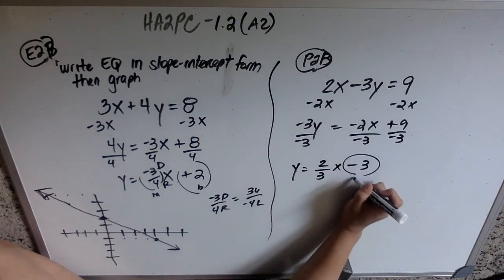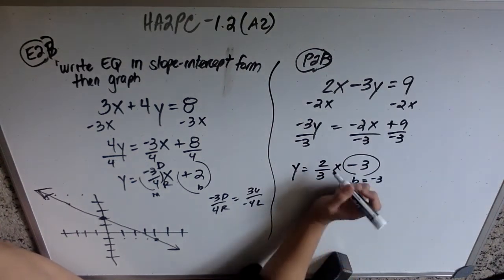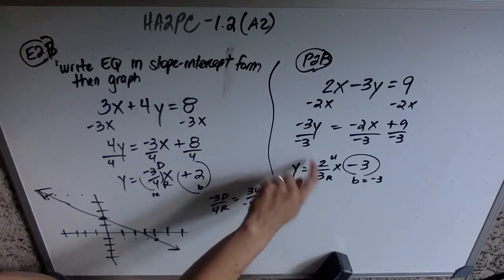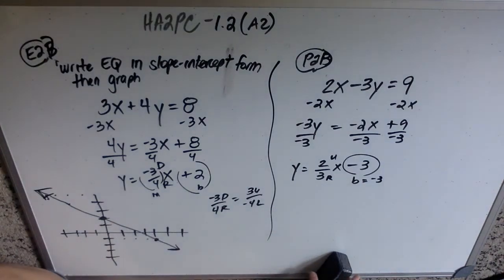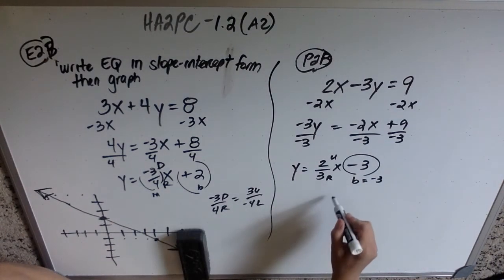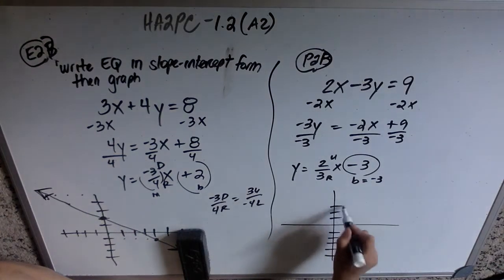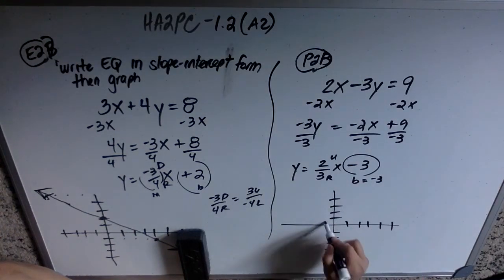So that means that my start is negative 3, and I'm going to go up 2 and right 3. Now, if you kept them as a negative 2 over negative 3, you would have gone down and left, and that's the same answer. It's fine. So, 1, 2, 3, 4, 5. 1, 2, 3, 4, 1, 2, 3, 4, 5. 1, 2, 3, 4, 5.